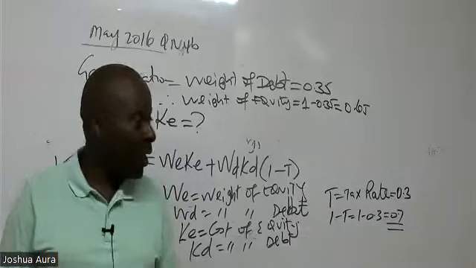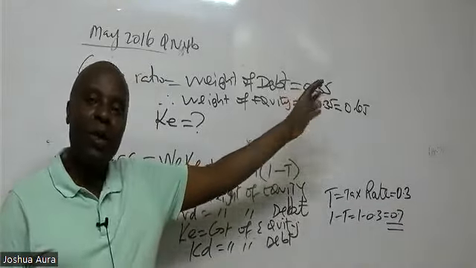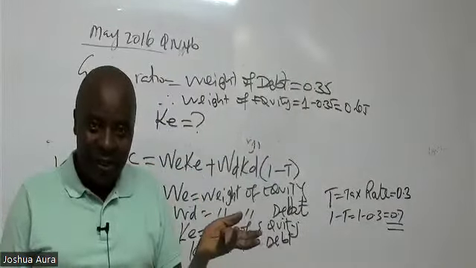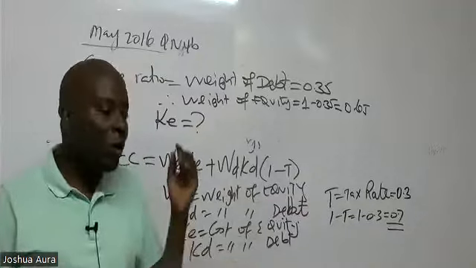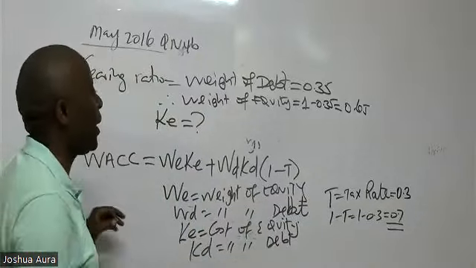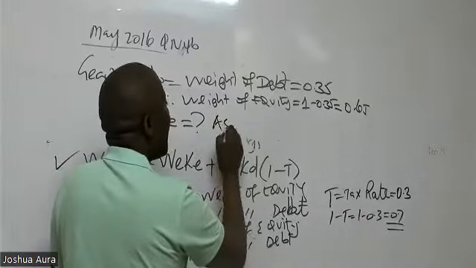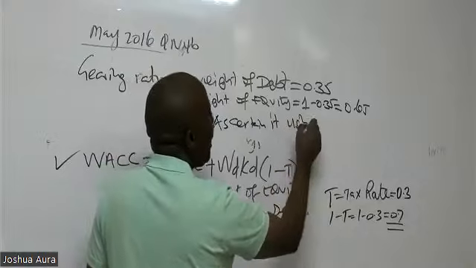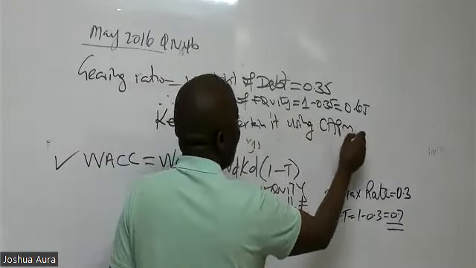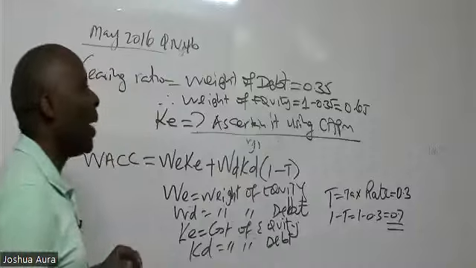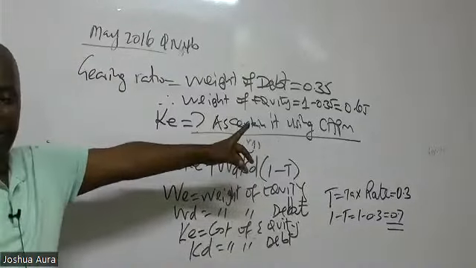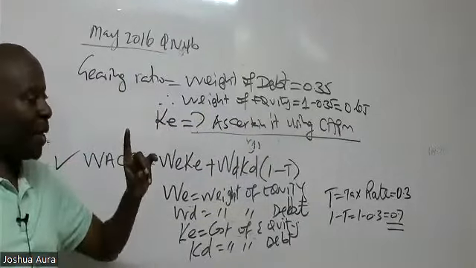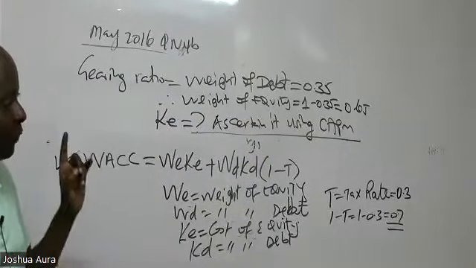To get the cost of equity, I could decide to use the dividend valuation model, if information is given. But in most cases, cost of equity is ascertained. In this case, we shall ascertain it using CAPM. For the lovers of football, CAPM is very important. What does CAPM stand for in full?